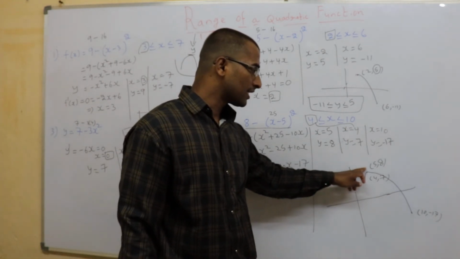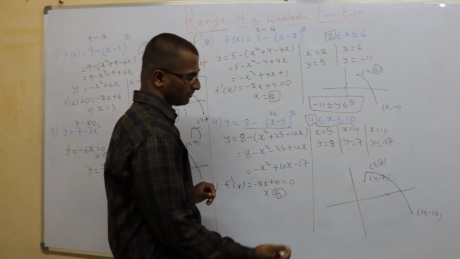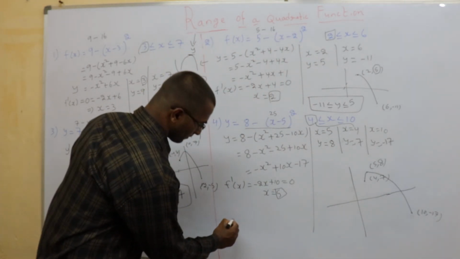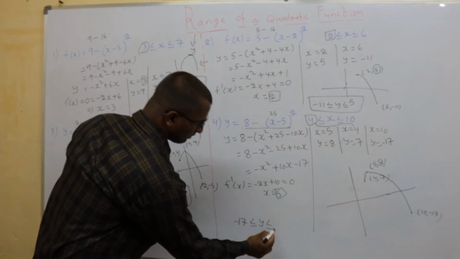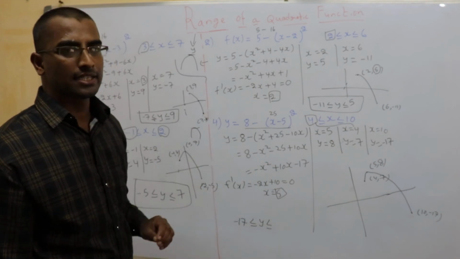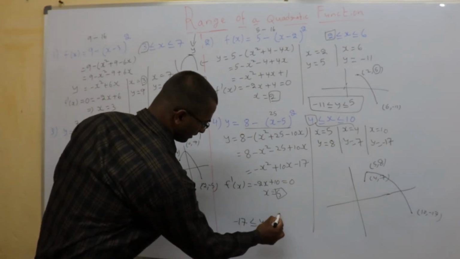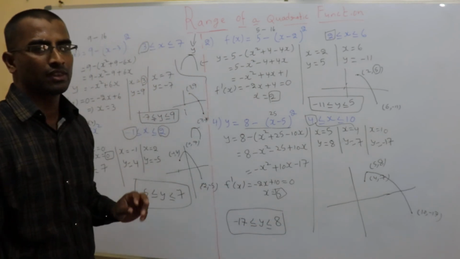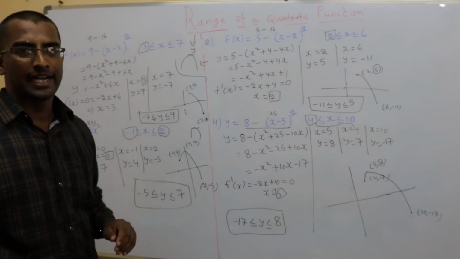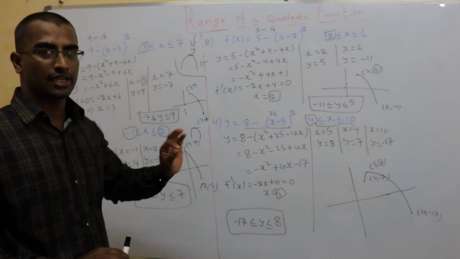Now 3 points are there. Which is the minimum of it? Minus 17. So it is minus 17 less than or equal to y less than or equal to. Which is the maximum? 8. So 8 is my range. Clear? We can find this by completing the squares method also, but this is easier.